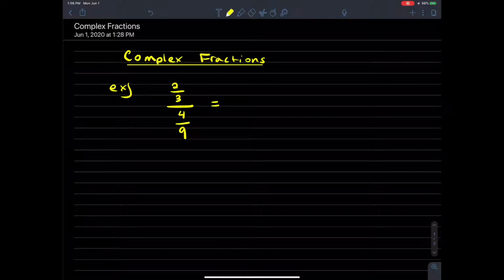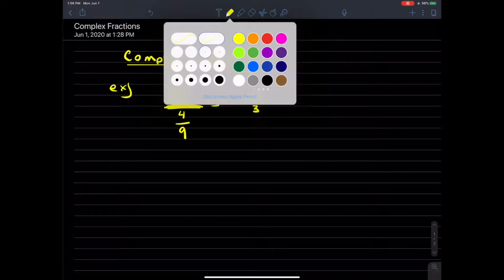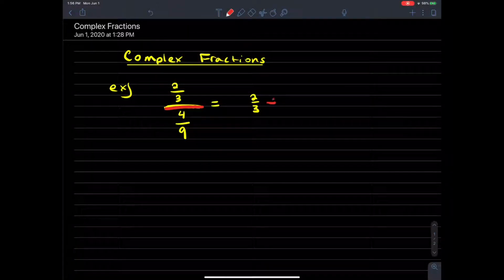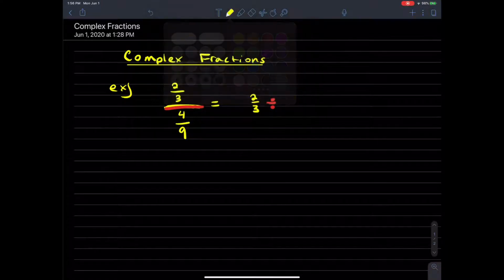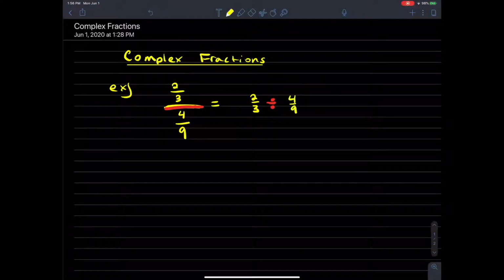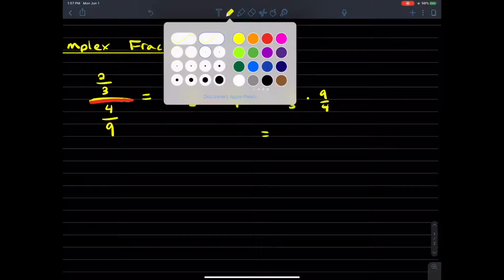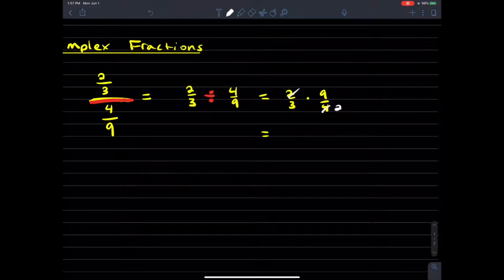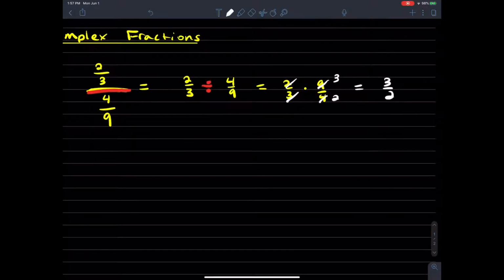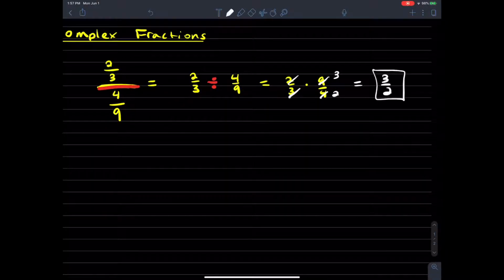So the way we would do this one is I would take 2/3 and change this line to divide, and it's divided by 4/9. We don't change it. And now we know how to do this. This is 2/3 times 9/4. And we can simplify if we like, or multiply. I like simplifying personally. 2 goes into 4 2 times, 3 goes into 9 3 times, so my answer is 3/2. Or you can multiply across and then simplify by dividing. So that's the idea here.